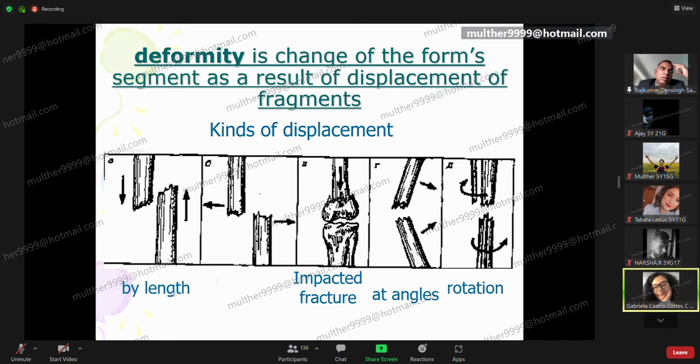Can it be by muscle action, sir? Okay, this is the second reason. Concretely, what happened? The pull of muscle. Yes, this is the second answer. Because of the pull of muscle, you have displacement of the fracture. Very good. This is the second reason, but the first reason is due to the traumatizing force.